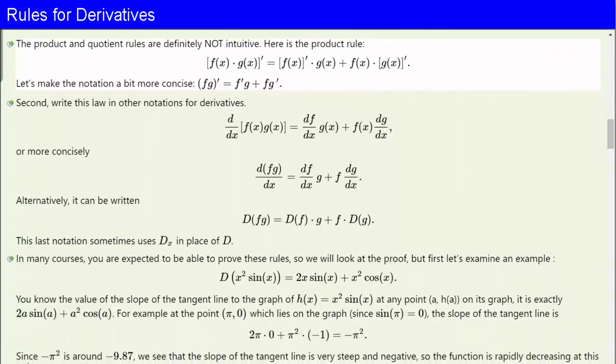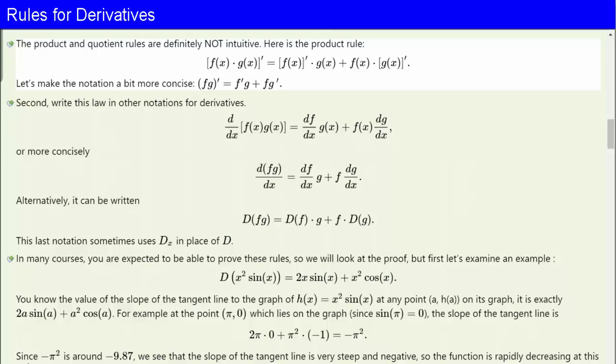But in real-world applications, we need more. We need to find the derivative of a product of two functions and also the derivative of the ratio of two functions. In the cases of multiplication by a constant and addition of functions, the results were very intuitive, exactly what we expected. The product and quotient rules are definitely not intuitive.